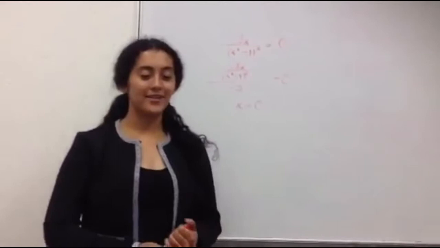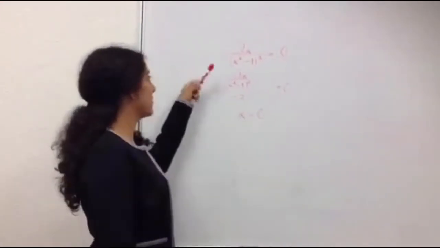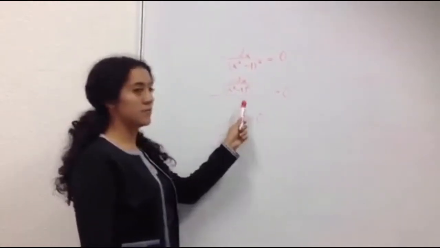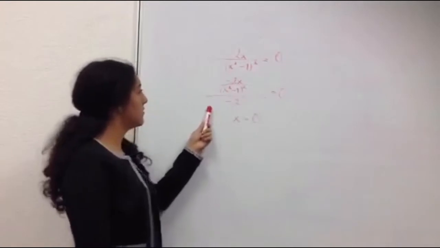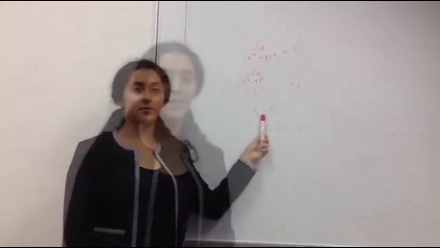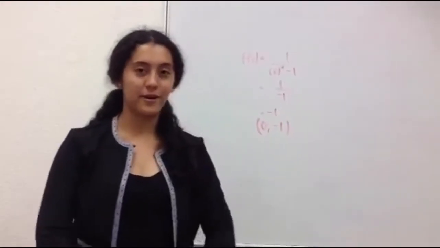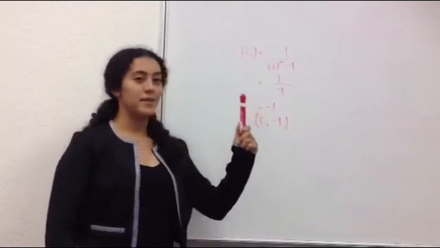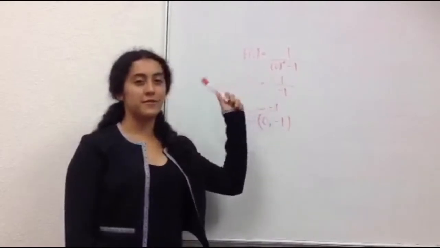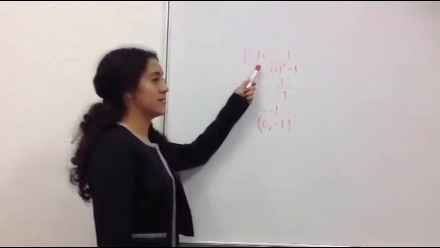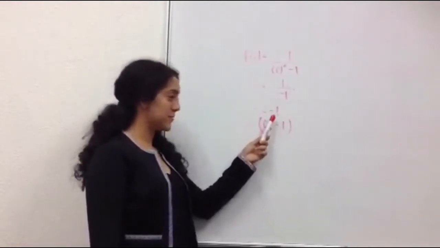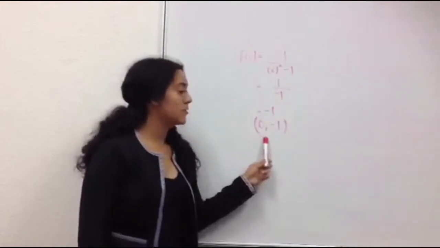So now we're going to calculate our critical value by setting the derivative equal to 0. So we divide by minus 2, so we can simplify the minus 2. We pass this part to the other side, 0 times this is 0, so x is equal to 0. Now we're going to calculate our critical point by substituting the critical value in our original function. So f of 0 is equal to 1 over 0 squared minus 1, which gives us 1 over minus 1, which is minus 1. So our critical point is going to be (0, minus 1).